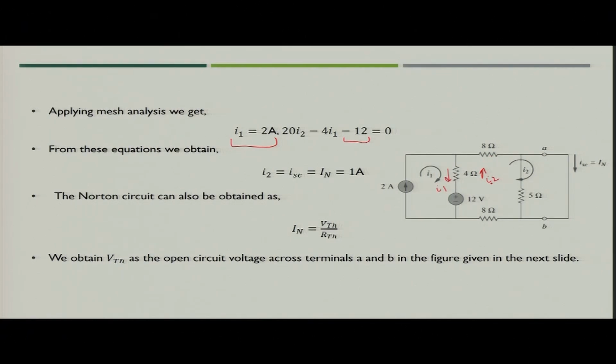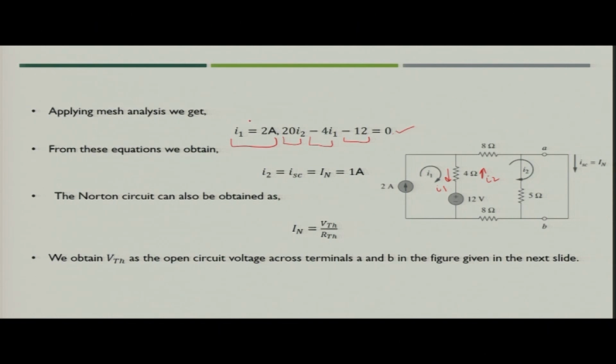So, you will get 4 I2 minus 4 I1. So, you get minus 4 I1 here, plus 4 I2 plus 8 and plus 8, all summed up. So, you will finally get 20 I2, and the equation for mesh 2 would be 20 I2 minus 4 I1 minus 12 equal to 0.